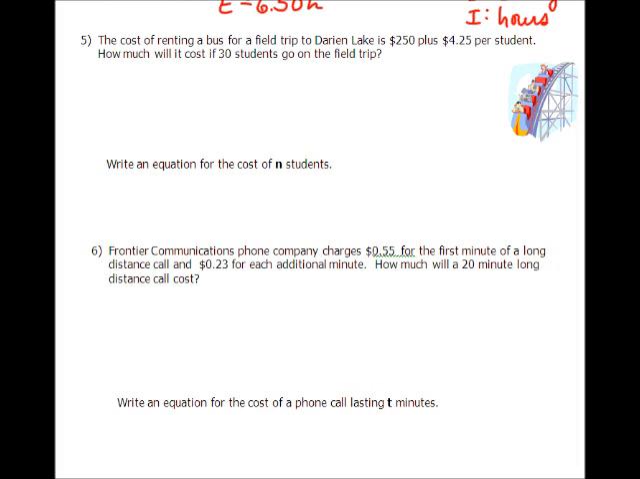All right. The cost of renting a bus for a field trip to Darien Lake is $250 plus $4.25 per student. How much will it cost if 30 students go on the field trip? So my cost is going to be $250 plus $4.25 for 30 students. Go ahead, do the math, work it out.